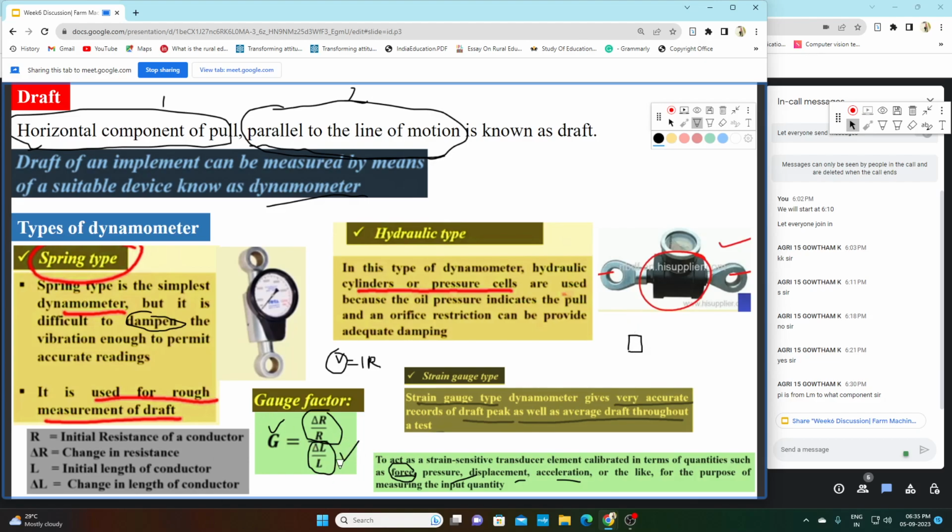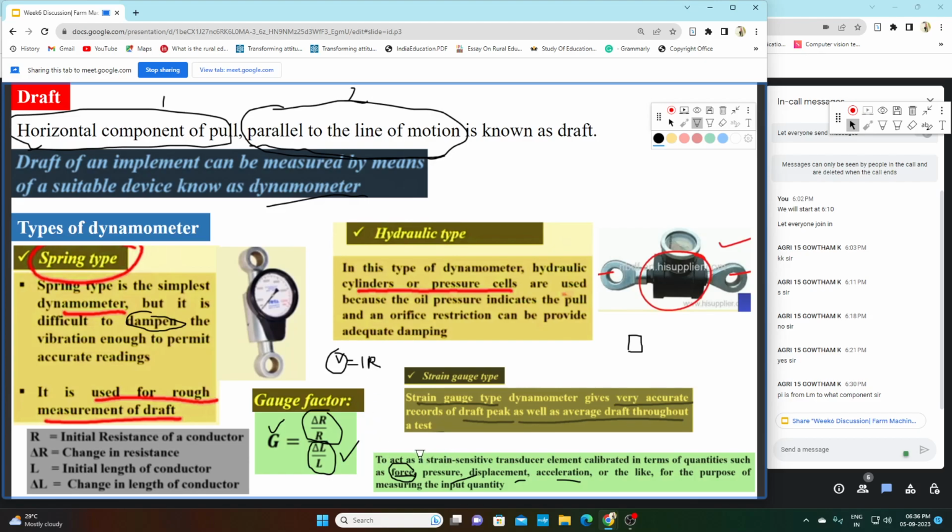The strain is associated with change in resistance by the gauge factor formula. Gauge factor is change in resistance divided by strain. So when we know the strain and the gauge factor, we can get the change in resistance. How can we convert resistance into voltage? V equals IR. When we multiply current with resistance, we can get the voltage.